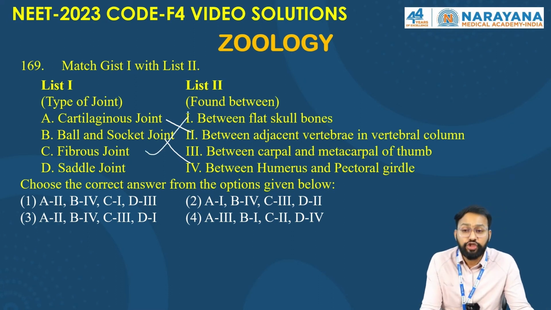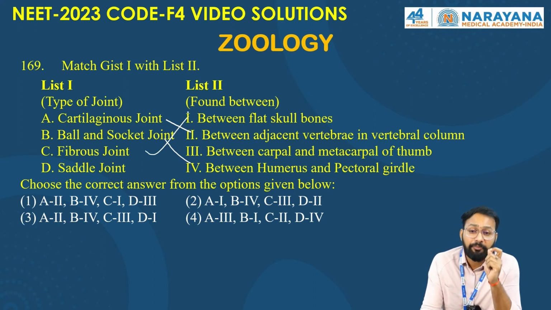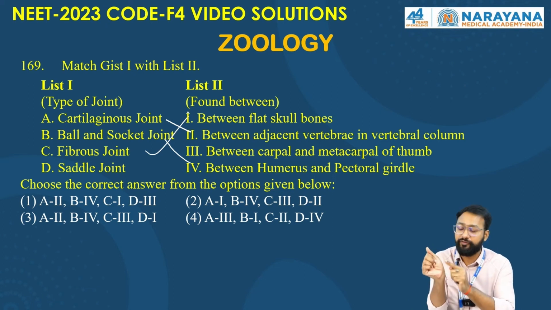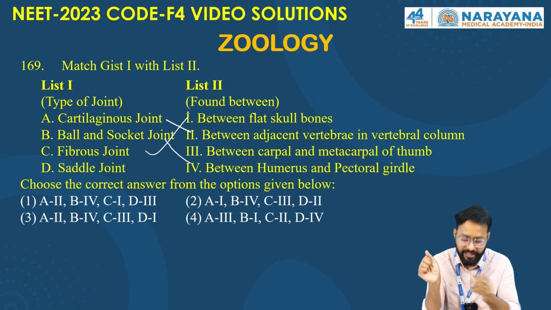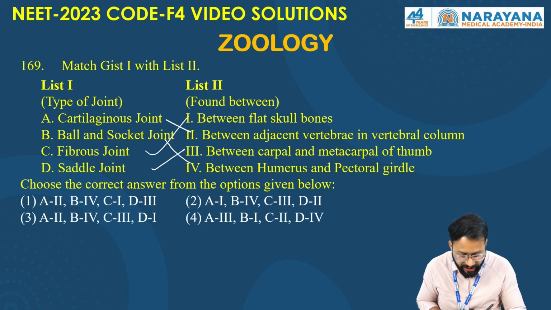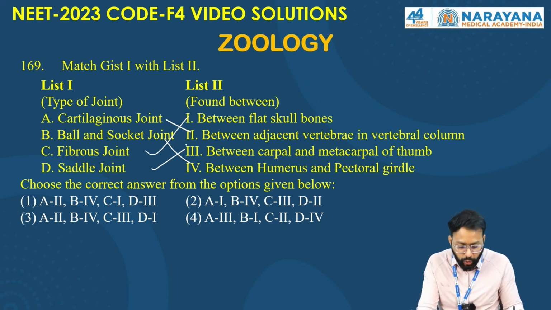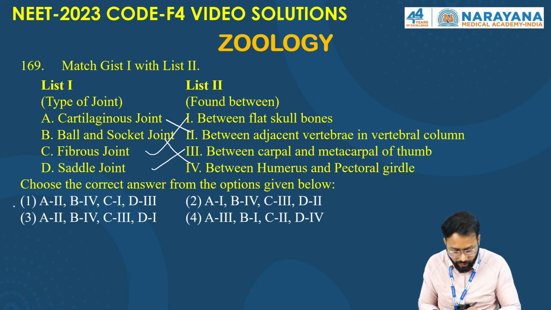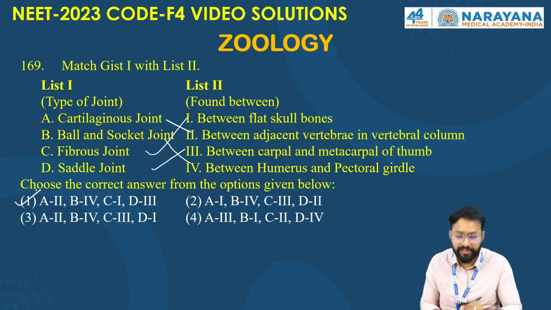And a saddle joint, which is a modified ball and socket joint, is found between the carpal and metacarpal of the thumb. So D should be 3. So the option should be 2, 4, 1 and 3. Option 1.